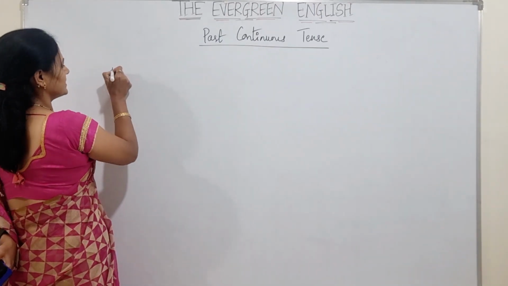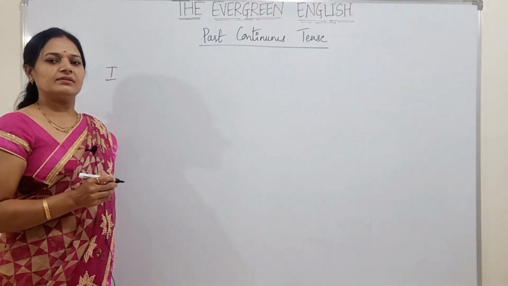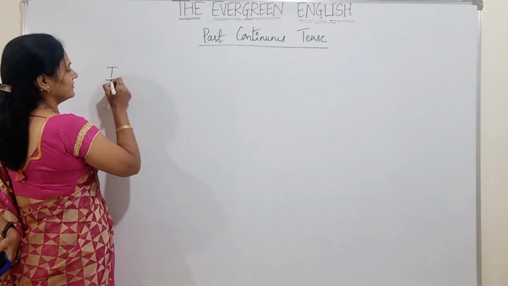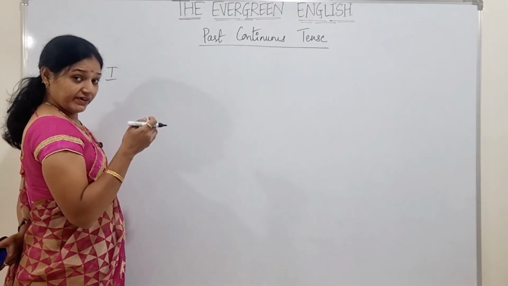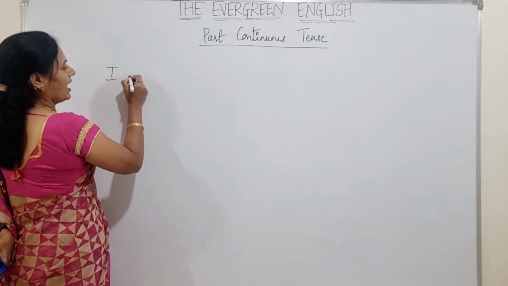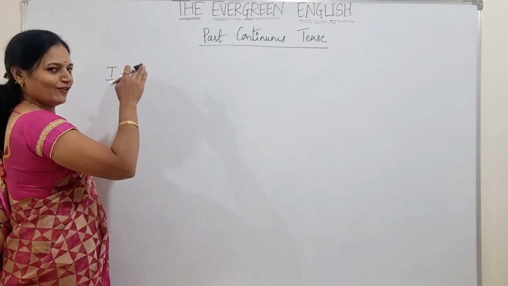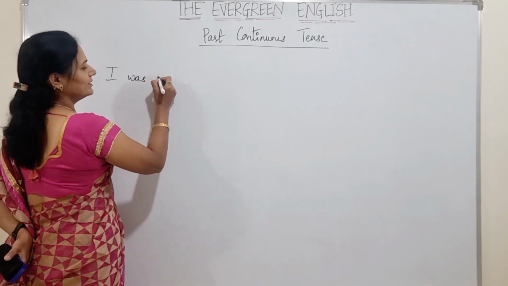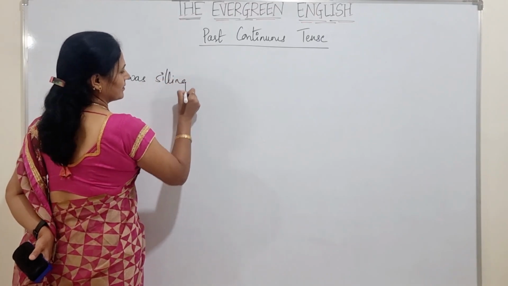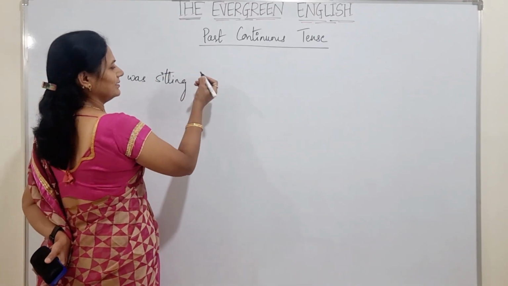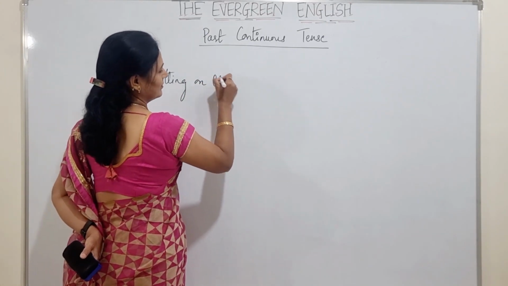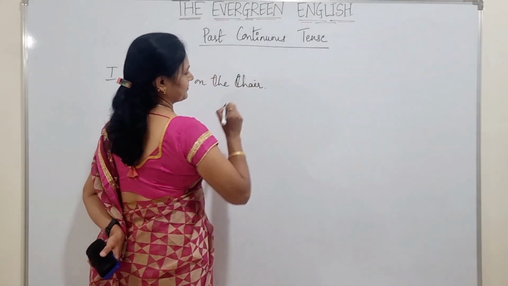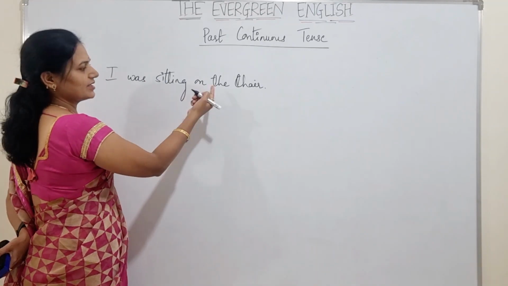We'll go with an example. Again, I'll go with first person singular. Usually in present continuous we use a helping verb, and here also the same. I am is the present form. Past continuous, this is the rule: I was. I was sitting on the table or chair. Okay, I was sitting on the chair.